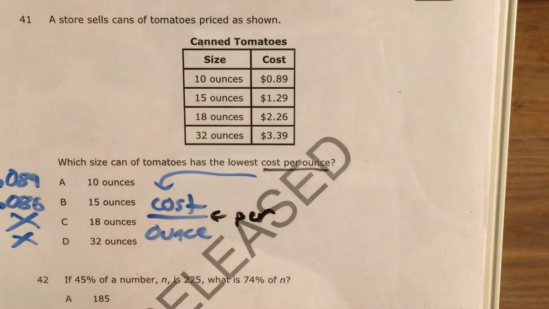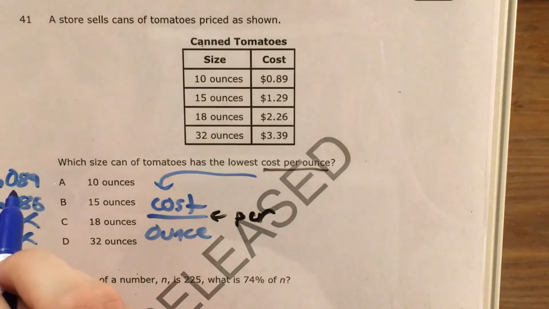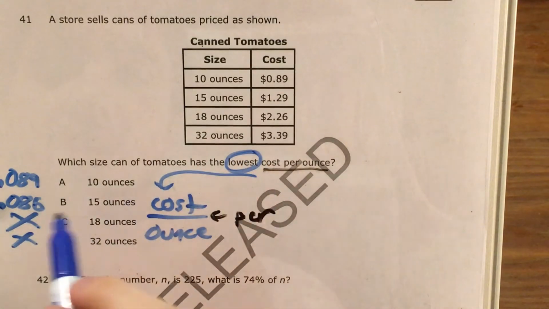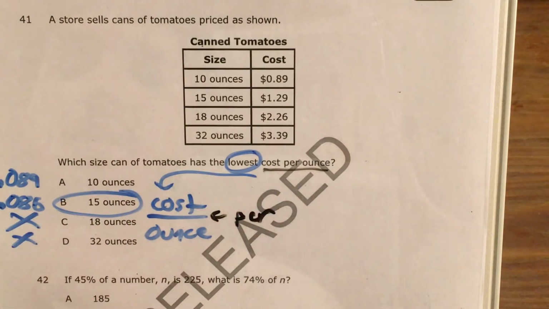So I have two that I know can't be right, 89 thousandths and 86 thousandths. Since I'm looking for the lowest cost per ounce, that's going to be choice B. The 15-ounce can that cost $1.29 and ended up being 86 thousandths of a dollar per ounce of tomatoes.